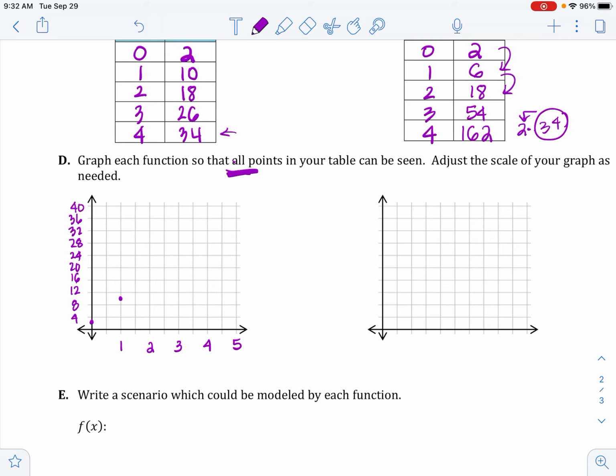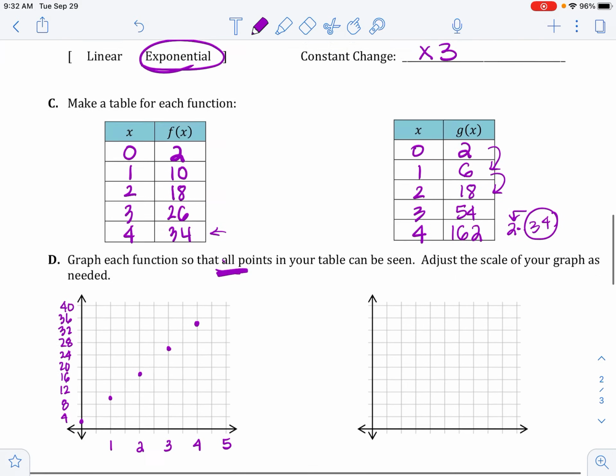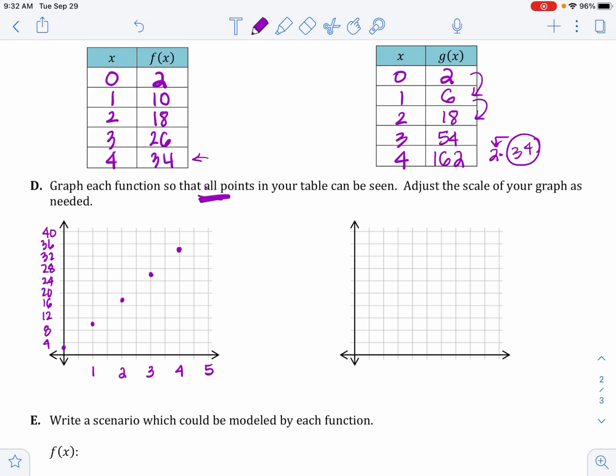2 is 18, so like there. 3 is 26, so right there. 4 is 34, so right there. And if I wanted to, I can put 5 on there, which would be nice. I have to add 8. So I was at 34, adding 8 is 42, so off my chart, which is okay.